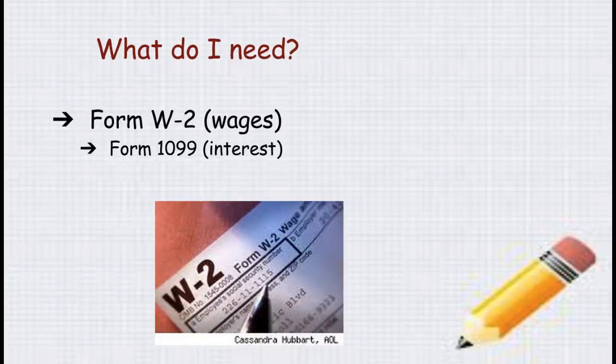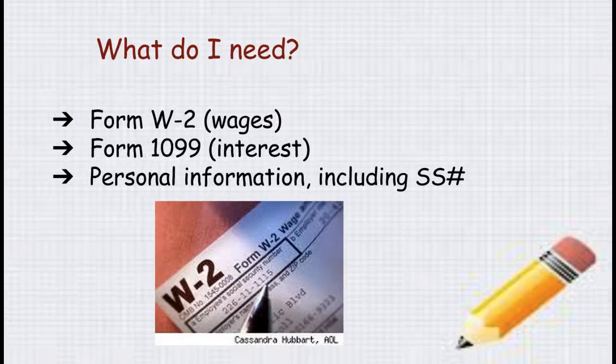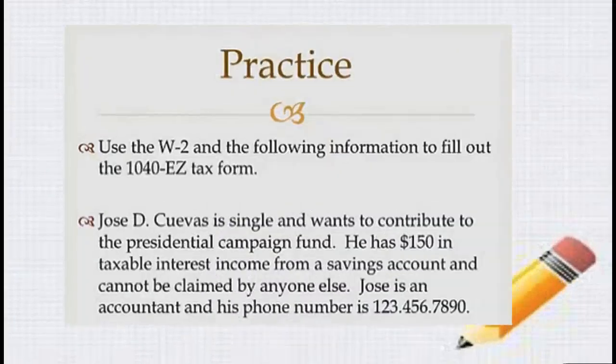So what do you need? Well, you need to gather your W-2 from the different jobs you have, and these are sent out by your employer, as we discussed, and any 1099 that shows interest on it. Now, you may not receive a 1099 even though you earned some interest from a bank account. It depends on how much you earned. You need to keep track, though, for your tax return. Also, make sure you have all your personal information, especially your Social Security number.